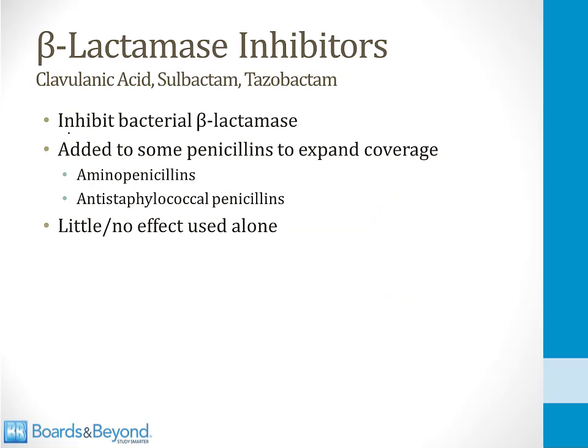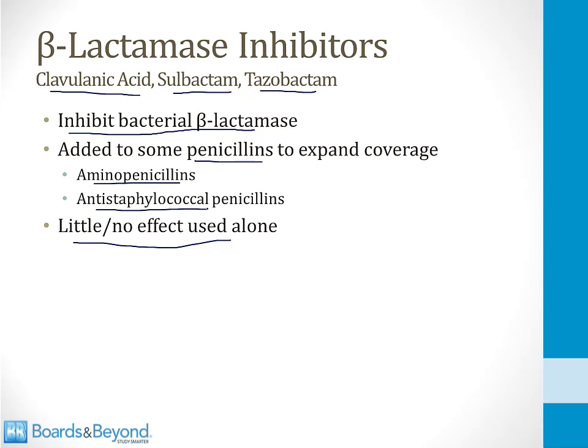There are drugs that inhibit bacterial beta-lactamase enzymes. These drugs include clavulanic acid and sulbactam and tazobactam. They have little or no effect when they're used alone. However, they are often added to penicillins to expand coverage. We'll talk later in this video about how these drugs are added to the aminopenicillins and the anti-staphylococcal penicillins in order to expand the spectrum of activity.